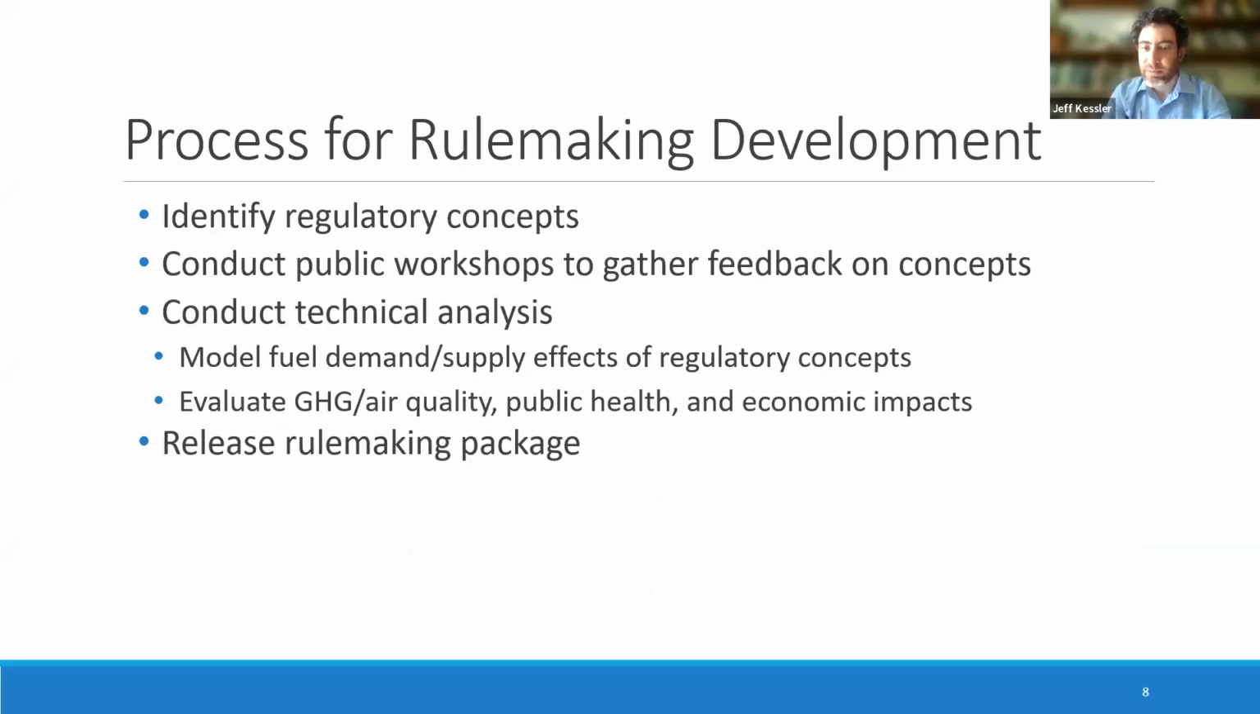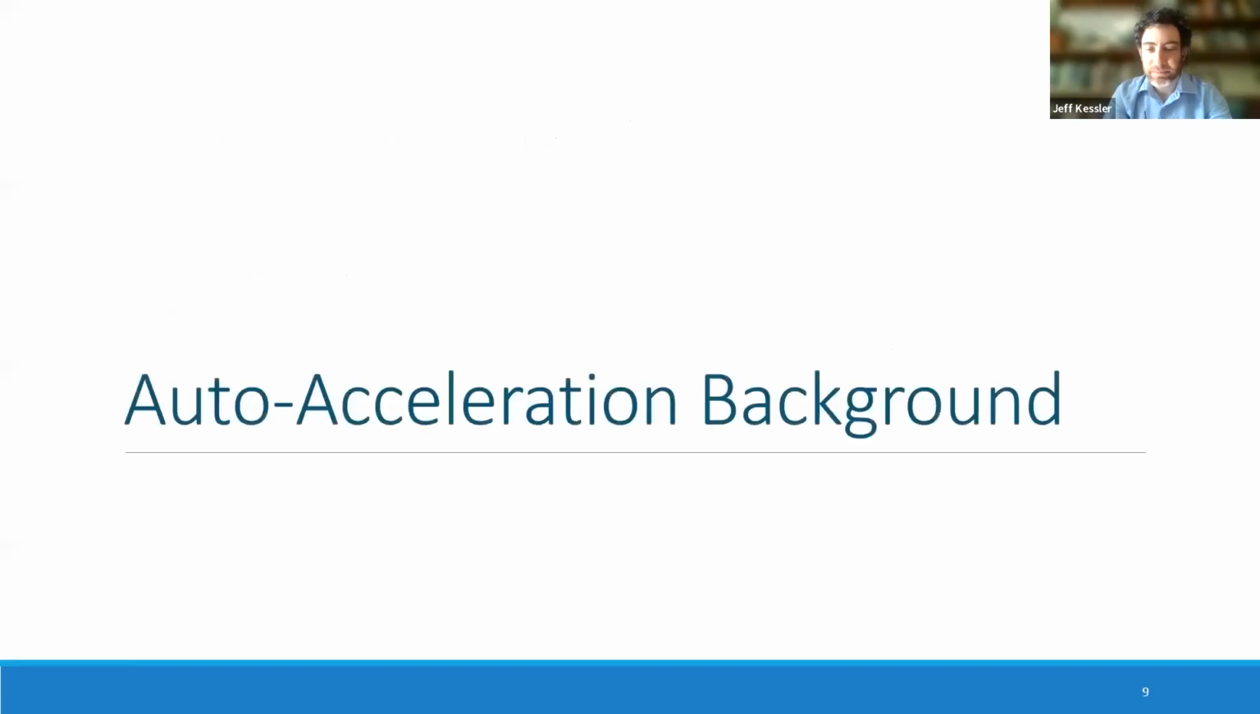This slide details the process for rulemaking development. Staff must first identify regulatory concepts and then conduct public workshops to gather feedback on concepts. As concepts move forward, technical analysis is conducted to better understand how changes to the regulation may impact fuel demand and supply, which in turn may impact greenhouse gas emissions, air quality, public health, and California's economy. Finally, staff will release a full rulemaking package.